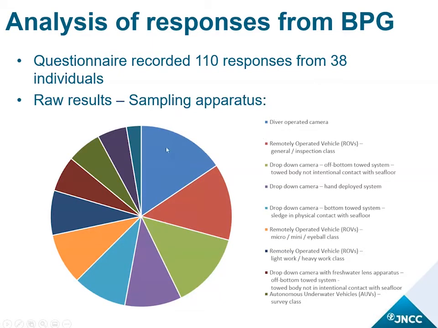Well, how is it being collected? Well, divers collect a good bit, you see. But when you group ROVs, they aren't grouped very well in this graph. They're grouped by proportions, but ROVs feature 3 times here in the top bit. So we do have a fair bit of the group using remotely operated vehicles. Also, a fair bit of the group using drop-down cameras. A range of hand-deployed, off-bottom towed systems and on-bottom towed systems. Even autonomous underwater vehicles featured a little bit in this.